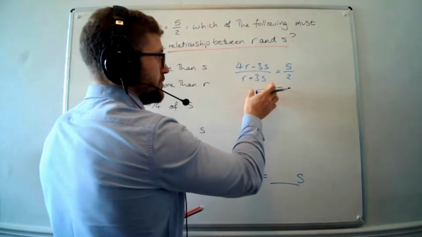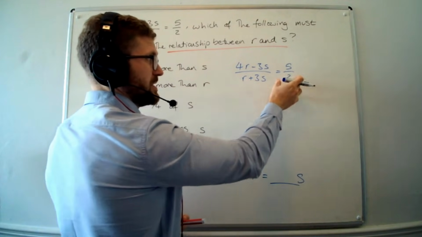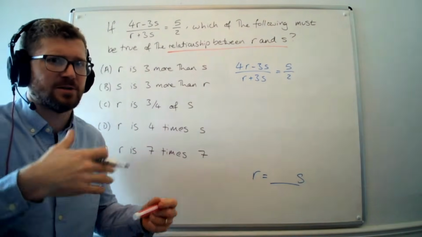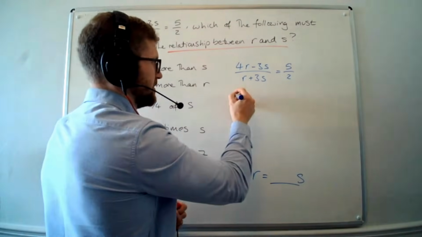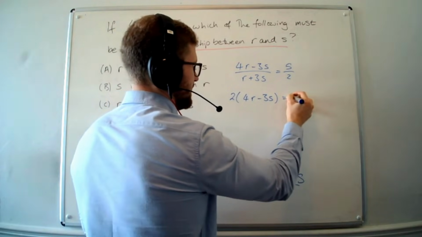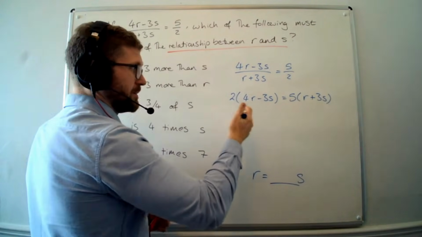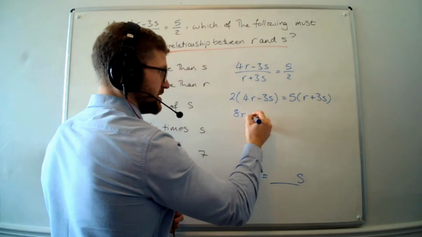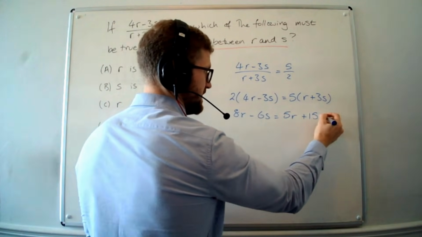So to begin with, what I would do is multiply both sides by R plus 3S and multiply both sides by 2 in order to get rid of the fraction, because I don't like fractions in equations. I want them all on one line. That makes things much nicer. So I'd end up with 2 times 4R minus 3S. That's equal to 5 times R plus 3S. Expanding both sets of brackets is going to give me 8R minus 6S is equal to 5R plus 15S.